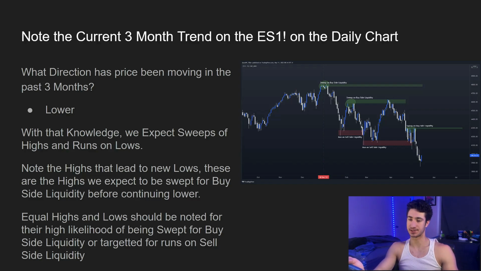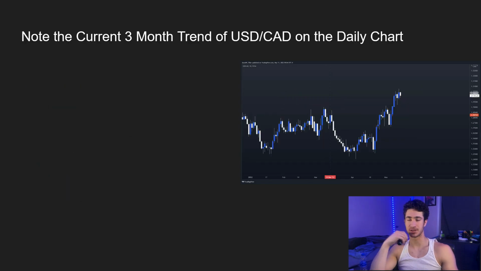So as you can see from this diagram, I've noted the highs that lead to new lows with circles, and then you can see this second example of the sweep of the buy side. It's an equal high. So price uses that to sweep and then run the sell-side liquidity. Okay, so this is a 3-month trend of the USDCAD. This is the same example as I just did, except on USDCAD instead of the S&P futures contract.